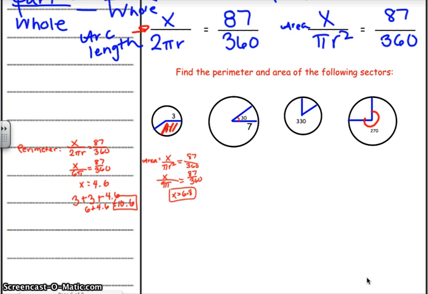Okay, the next one, when I was making this, I totally forgot about a radius. So why don't you go ahead and write 9 as your radius for this? Next one, you need a radius. I forgot all about the poor little radius.